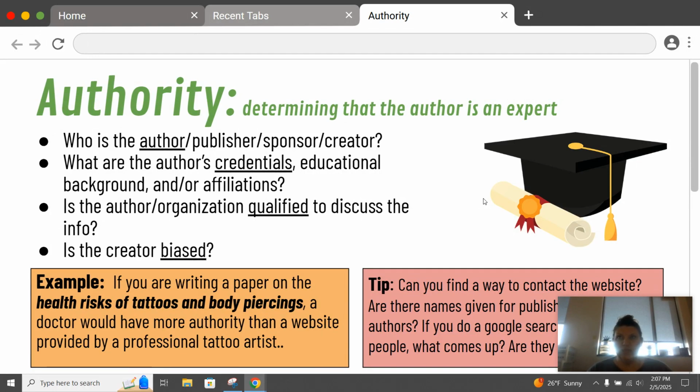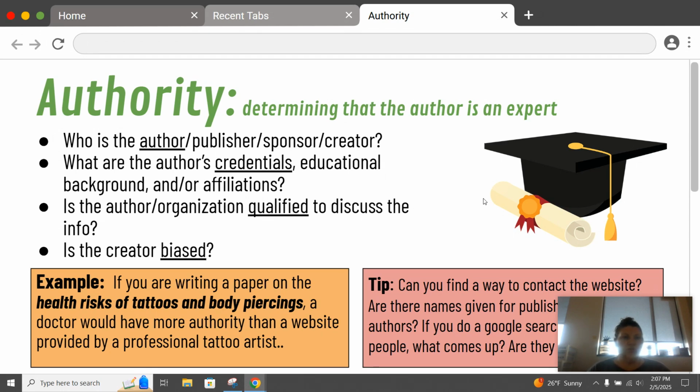So you can see, is this something that they do frequently? Sometimes it will take you to their bio and you can see their background information. We want to look for the author or creator's credentials, their educational background, and/or their affiliations. So if we want medical information, we want someone who knows about medicine. We want like a doctor or a professor of medicine, right? Someone who has those kind of credentials. That means whatever their profession is.